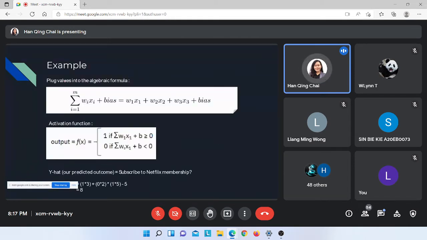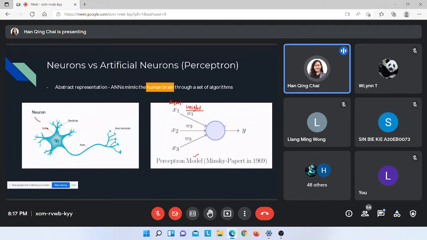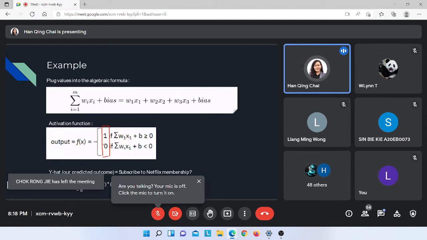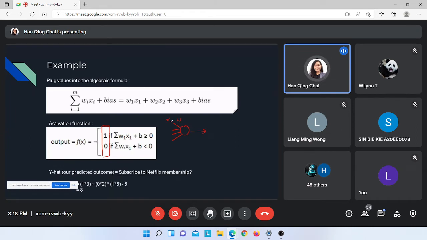So we plug those values into the algebraic formula that we saw just now. If we look back at this image, there is going to be an activation function. What I mean by activation function is that this neuron here will be activated. How do I mean activated? Let's look at the diagram. It's almost something like this, right? This is the weight, this is the input. For example, we have all of these things added together plus the bias value, which you can see is our calculation.